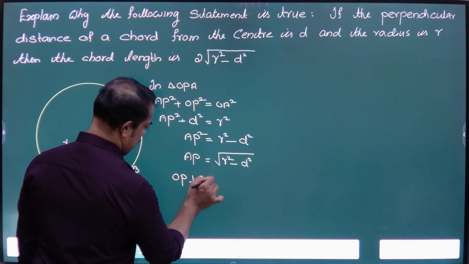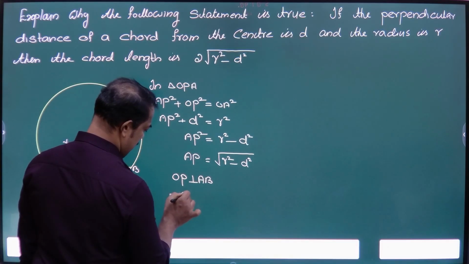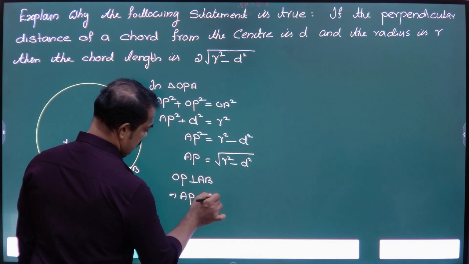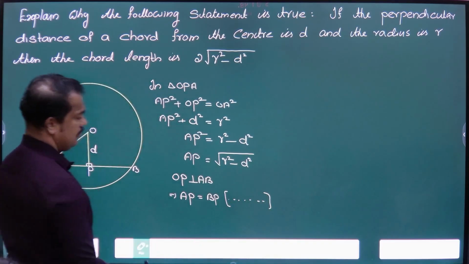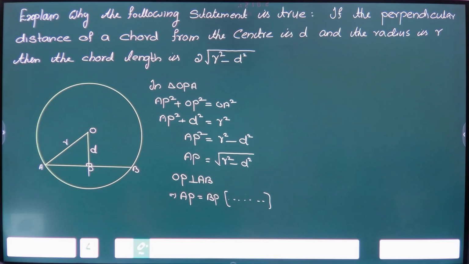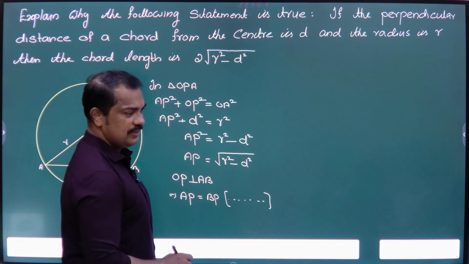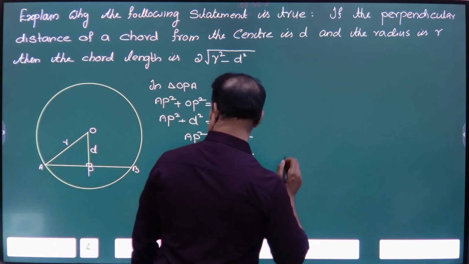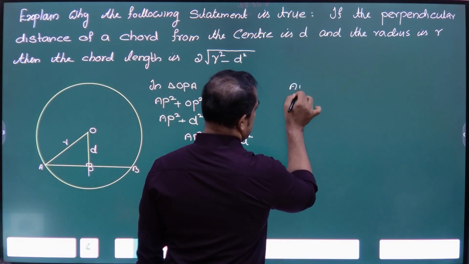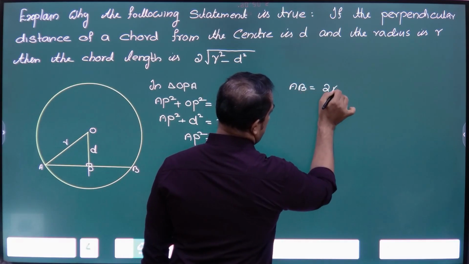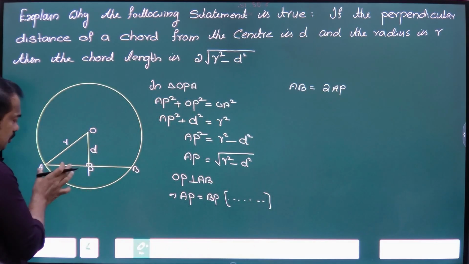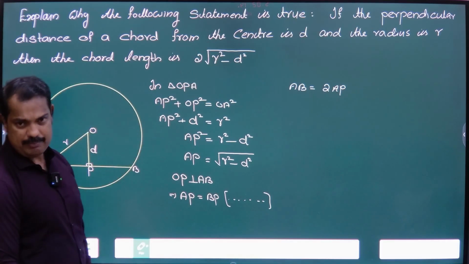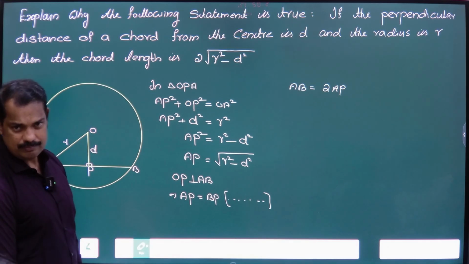Next theorem, OP perpendicular to AB implies AP equal to BP. Bracket में perpendicular from center to the chord. Perpendicular from center to the chord bisects the chord. लिख दो. AB is equal to 2AP. Double of AP आएगा because AP equal to BP. So AB is equal to double of AP. Clear है? Is that wrong?